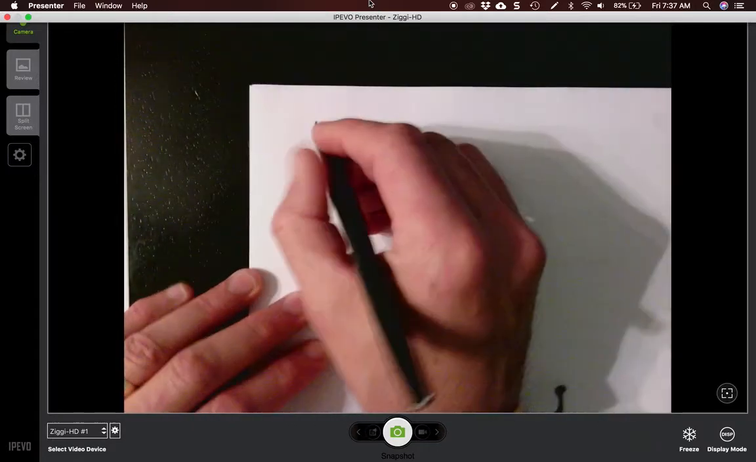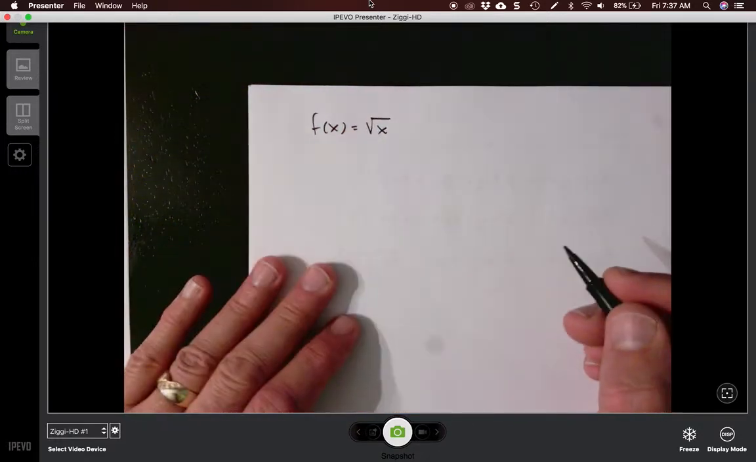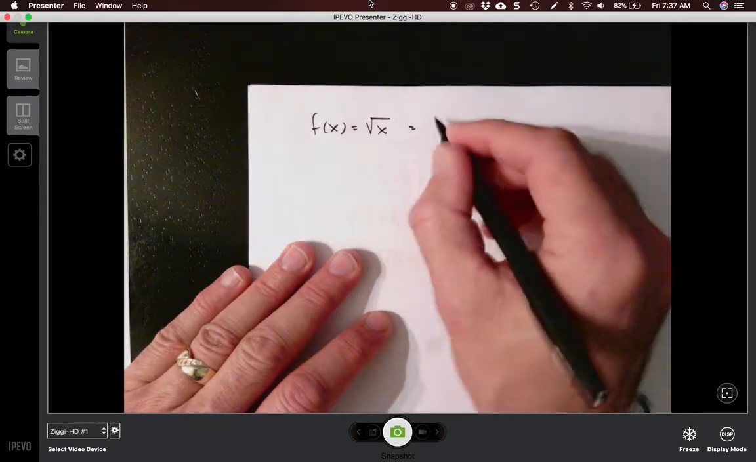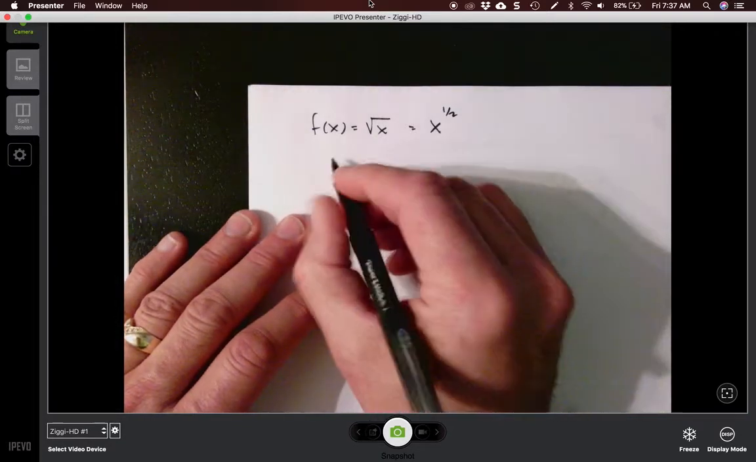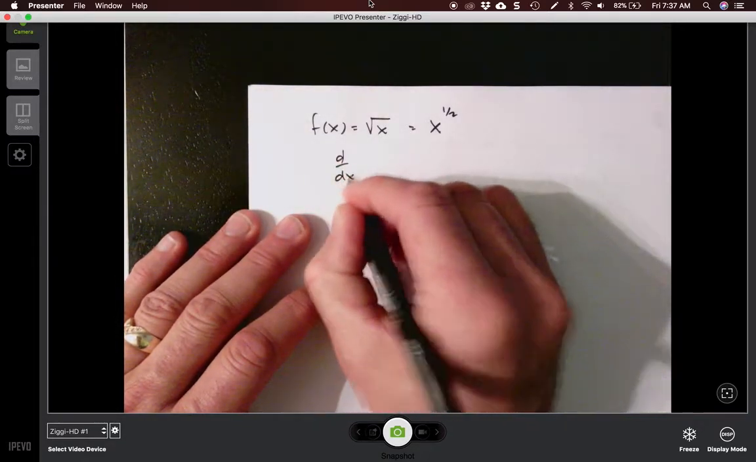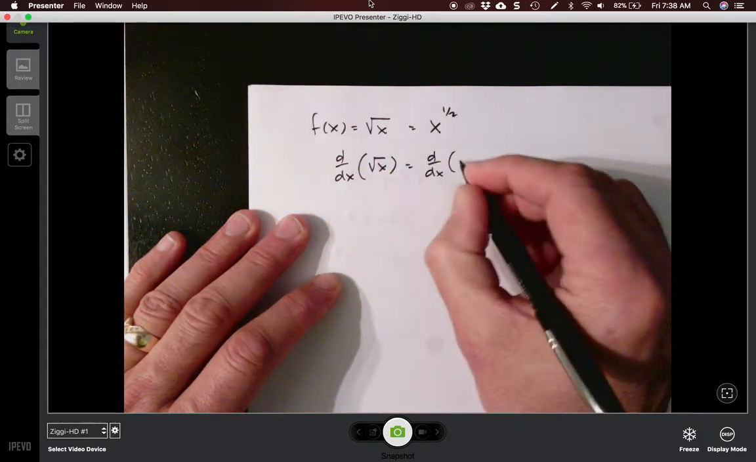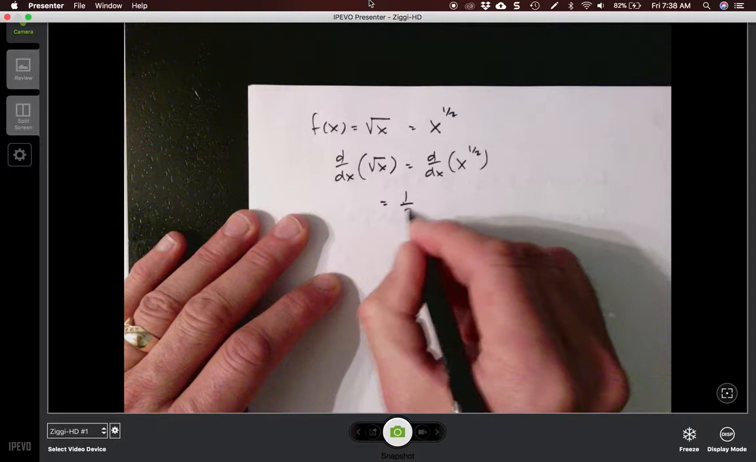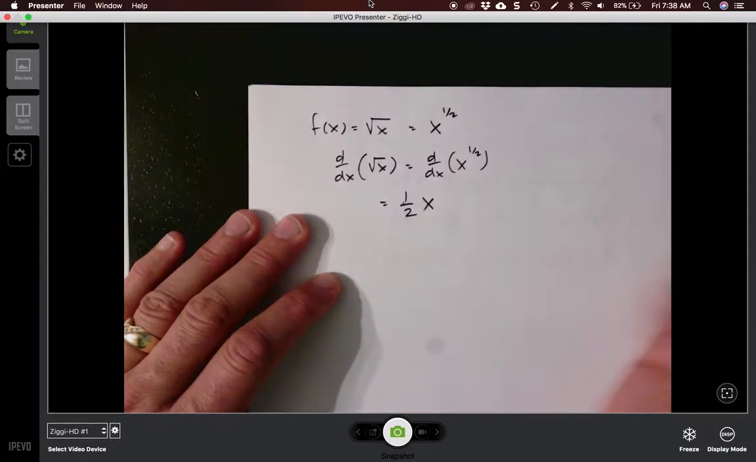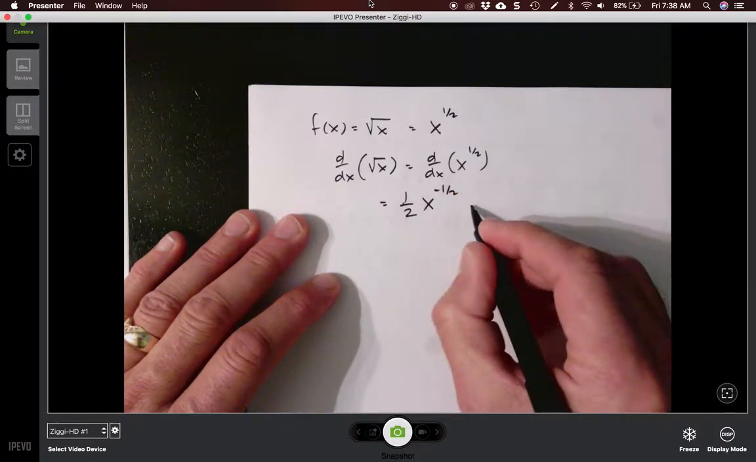Okay, another nice application of this is you might have a function like f of x is equal to the square root of x. If you remember your rules for square roots, this is the same thing as x to the 1/2 power. So if you wanted to find the derivative with respect to x of the square root of x, you could write this as the derivative with respect to x of x to the 1/2 power, and then apply the rule. It says bring the power down times x, and then take 1/2 minus 1. 1/2 minus 1 is negative 1/2.